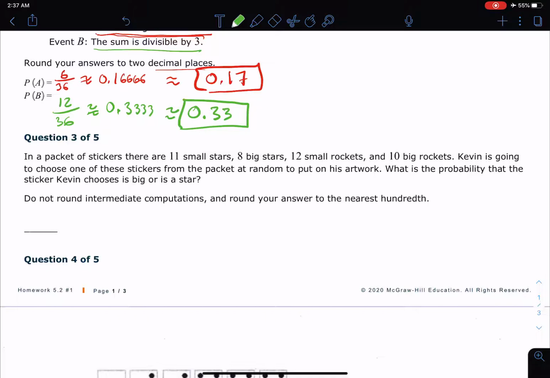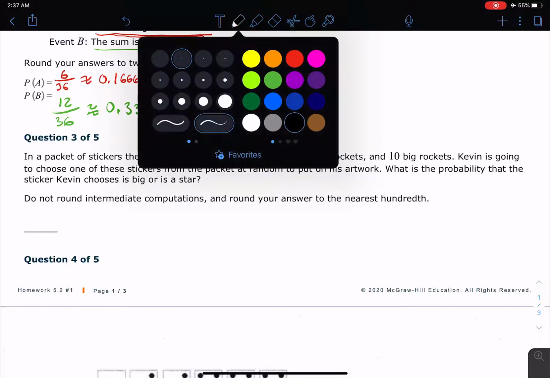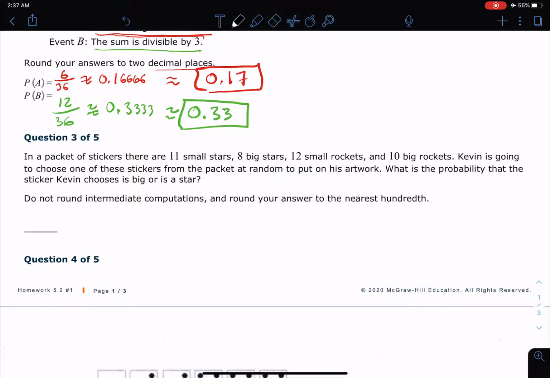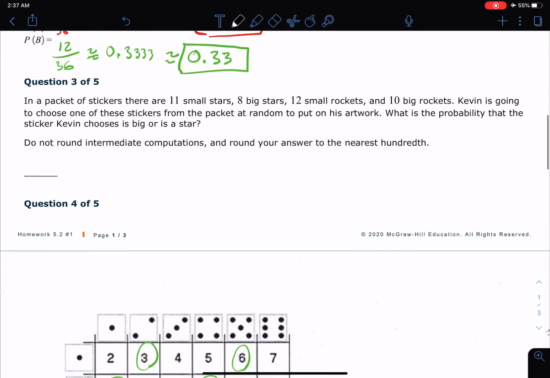So this is one of these situations where it's nice to pull out, well, once again, our formula, right? It's nice to use our formula, and it's also kind of nice to be able to use a two-way chart to kind of see what's going on. So let's go ahead and do that. We have what? We have stars stickers, and we've got rocket stickers.